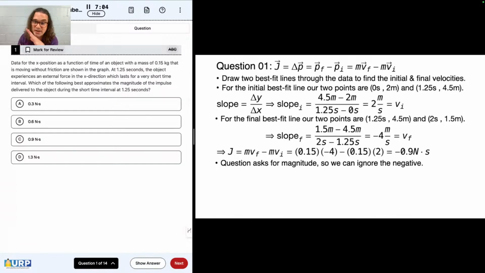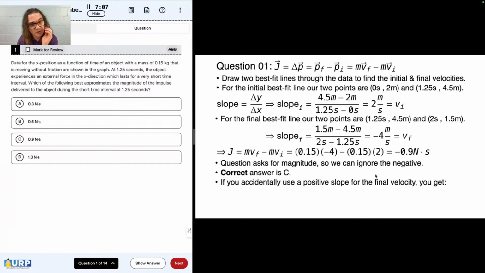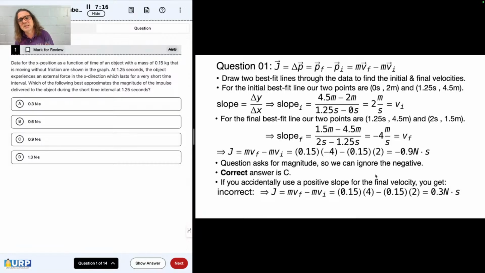Now, I will point out, if you actually use a positive slope for the final velocity, you get the incorrect answer of 0.3 Newton seconds. So please realize, if they know common mistakes that you're going to make, they are going to put some of those answers in. So please be very careful. All right, so that gives you an incorrect answer choice.